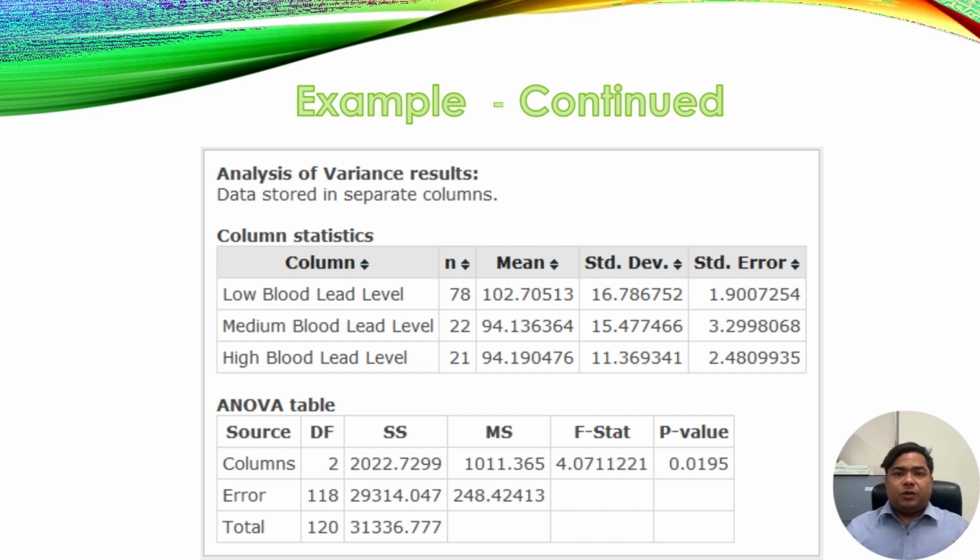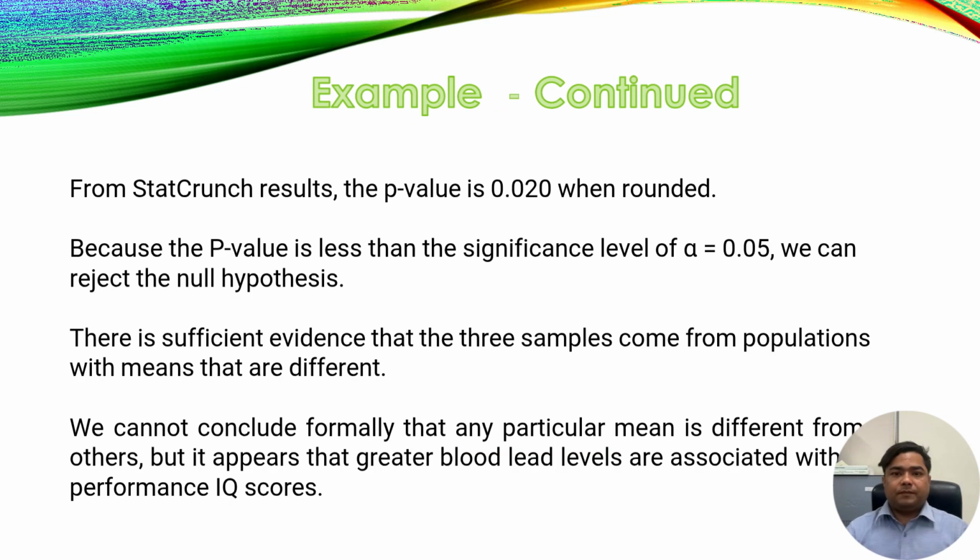However, ANOVA only tells us that a difference exists somewhere. To know exactly which groups are different, we would need a post-hoc test, such as Tukey's test. The p-value is 0.020, which is less than the significance level of 0.05. Thus, we reject the null hypothesis. This suggests that the three samples likely come from populations with different means. Greater blood lead levels seem to correlate with lower performance intelligence quotient scores, though specific mean differences aren't formally concluded.